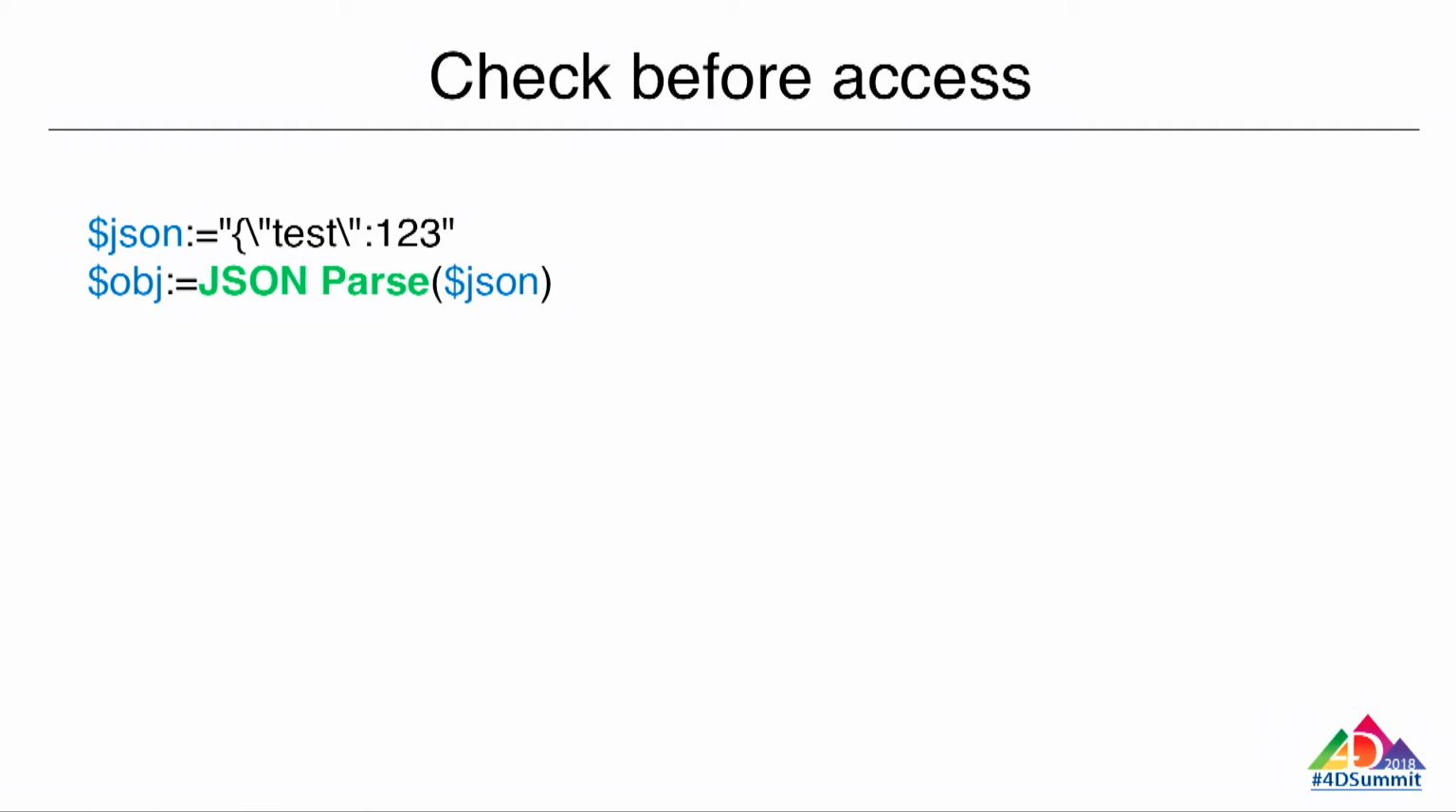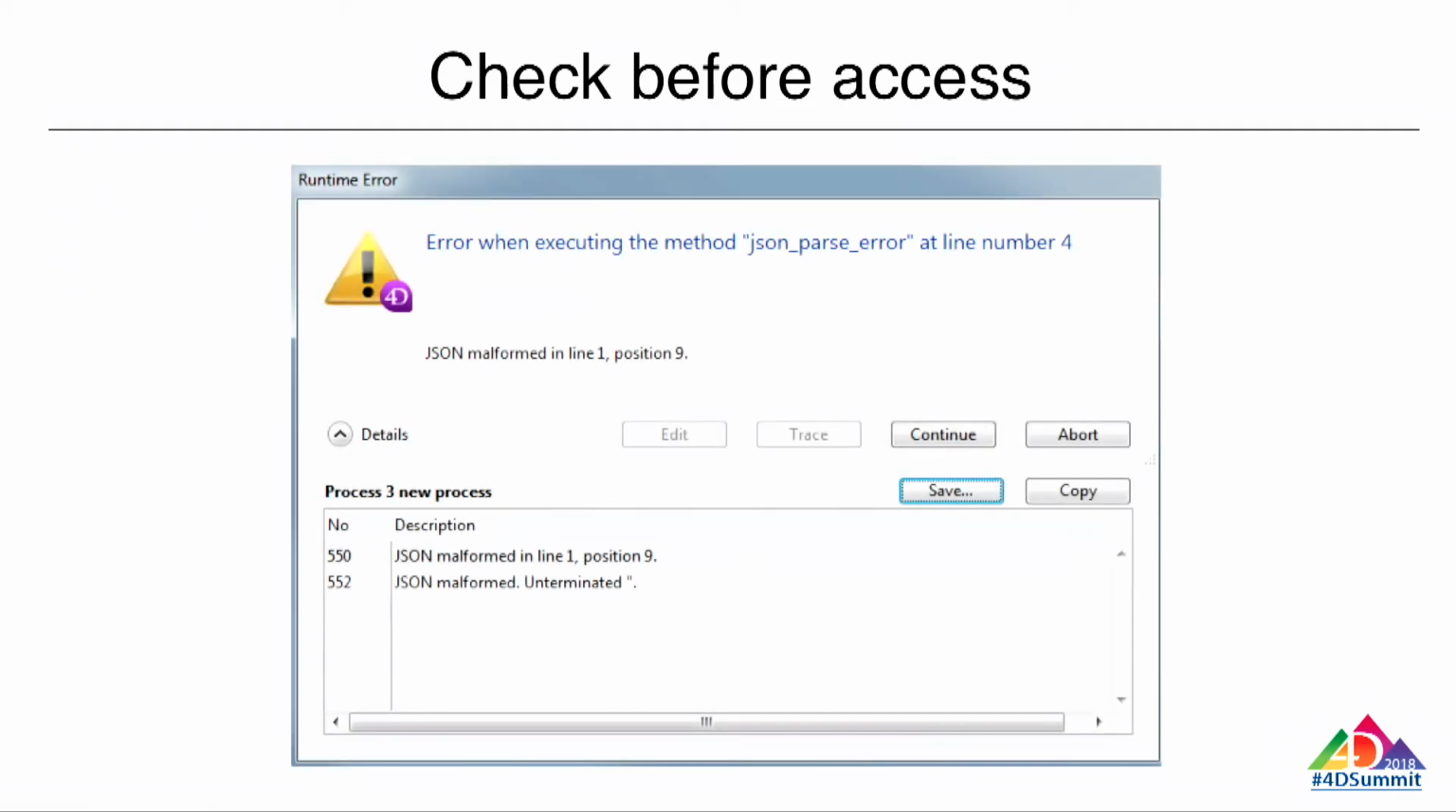So in this example with JSON parse, we are trying to take the text of this object and make it a 4D object in return. And if you can see in the example, the right curly brace is not completing this object. So what can happen if you run this command? You can actually get this error that the JSON is malformed.